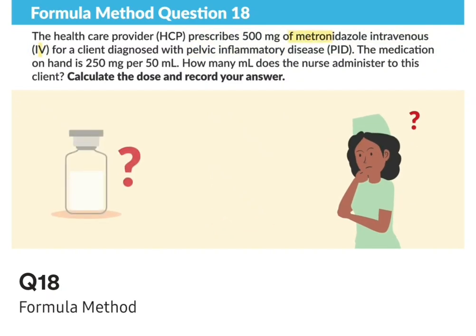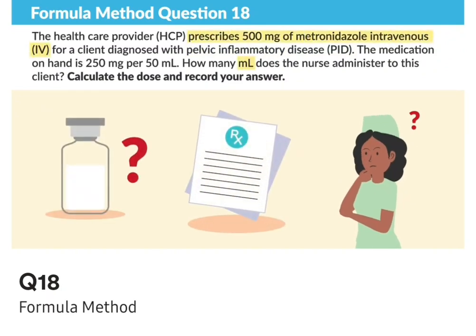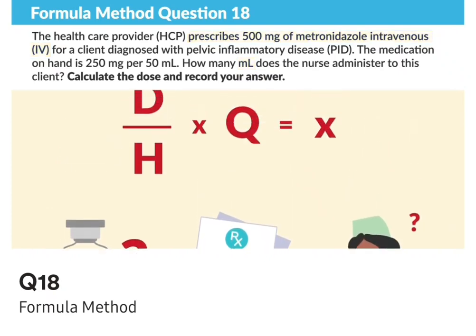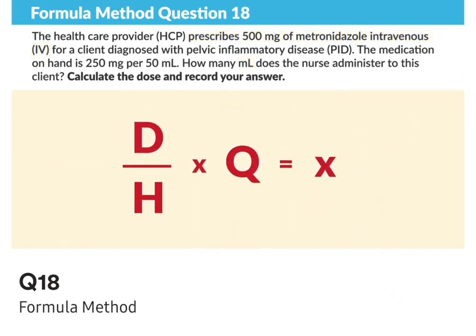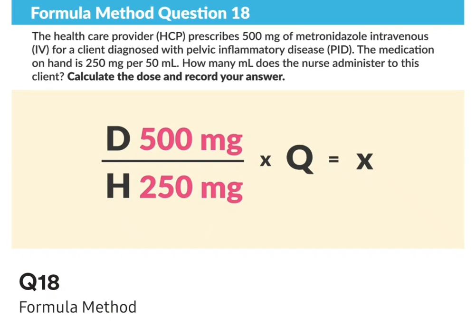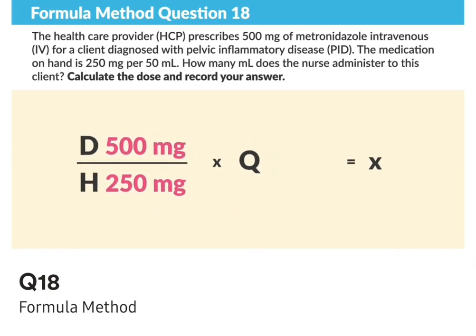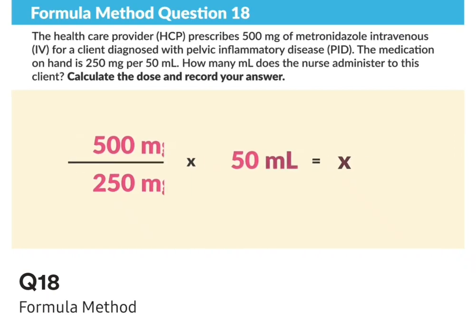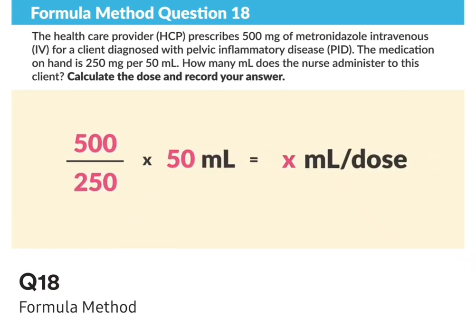So first, we're identifying what we are solving for. We're solving for mLs per dose, right? So next is setting up the equation, basically the formula method. So we're calculating D over H times the Q, desired over have times the quantity. So the D, the desired dose, is 500 milligrams. The H is 250 milligrams in 50 mLs. Now the D and the H, they are both in milligrams, so it is good. Now the Q for the quantity is 50 mLs. So the formula should look like this. 500 over 250 times 50 mLs.